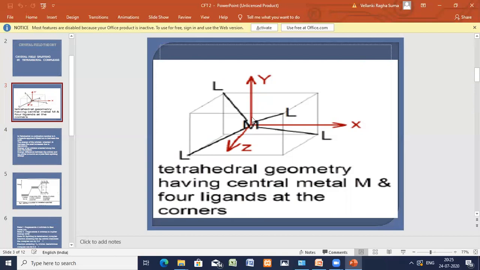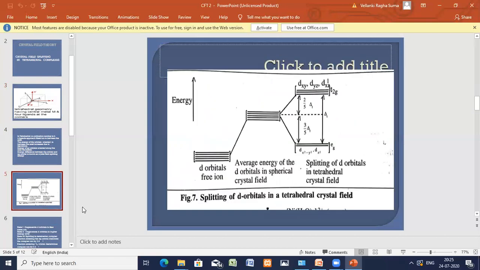The orbitals along the axis, EG set, experience less repulsion, less energy is gained. So they get stabilized. And the T2G set gets destabilized. So they get more energy. Okay, here we'll see the splitting. D orbitals of the free metal ion are in the degenerate state. As the ligand approaches, energy increases, still in degenerate state.